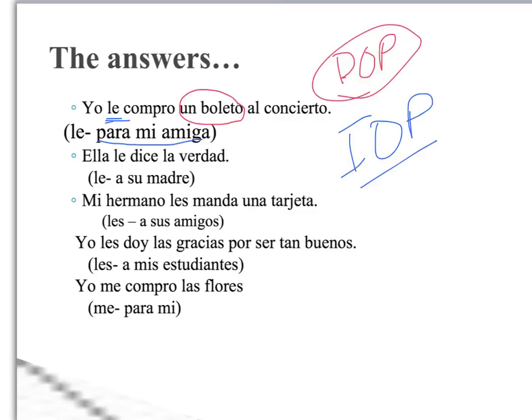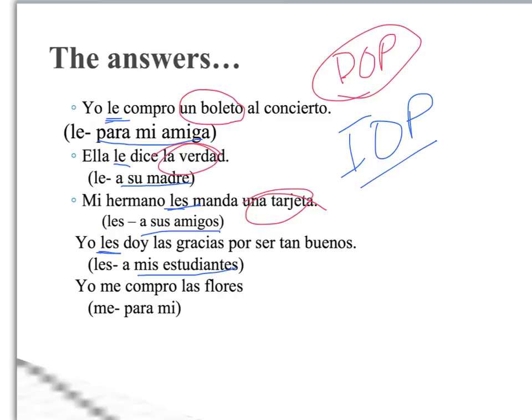So the next one says, ella le dice la verdad. The le is replacing the a su madre, and then we say tells her what? La verdad, the truth. In the next one, mi hermano les manda una tarjeta. The les stands for the a sus amigos. It has replaced that. We say has sent what? Una tarjeta, a card.